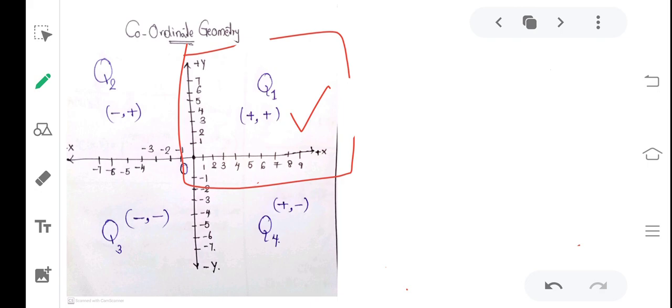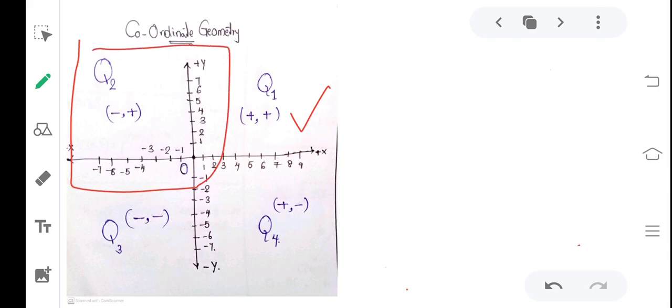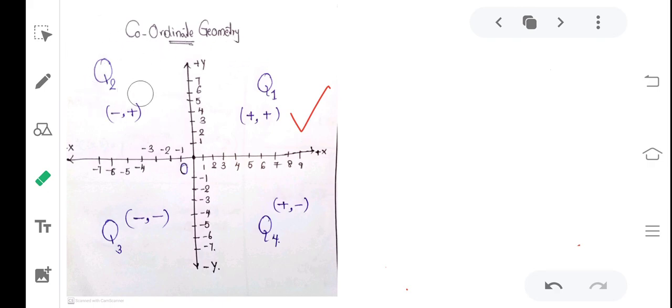So this is quadrant 1. Coming to quadrant 2. So this is quadrant 2. Remember that the first value should be taken as the x value and the next one is the y value. So here the x value is what? Negative values. So we take x as negative, and the y values are positive. Then the point is minus comma plus. This is the point in the second quadrant.